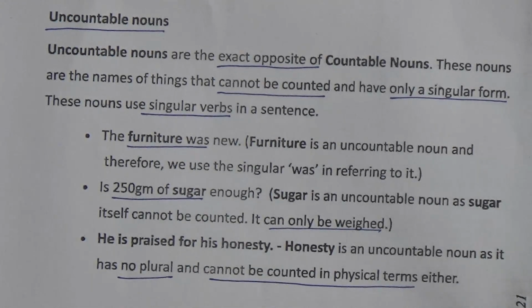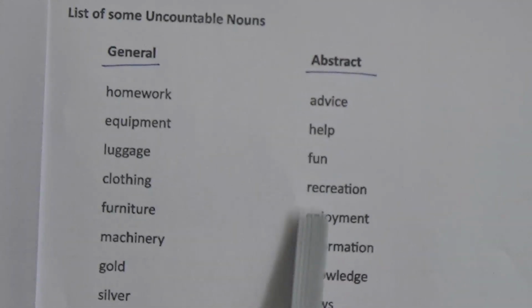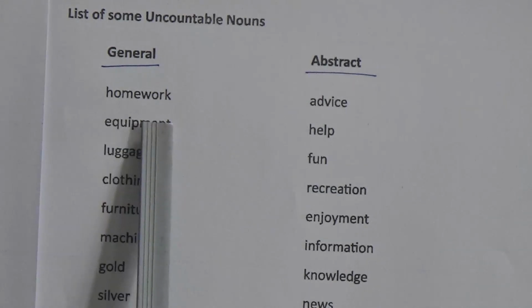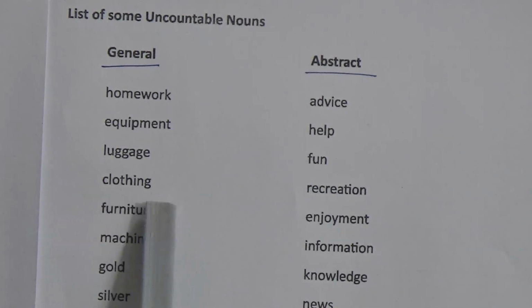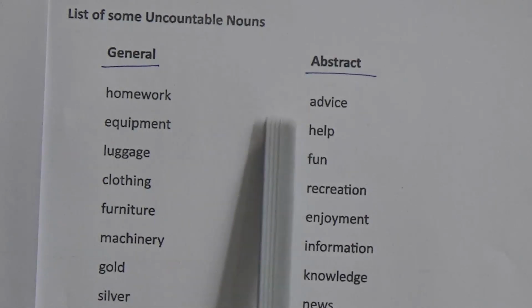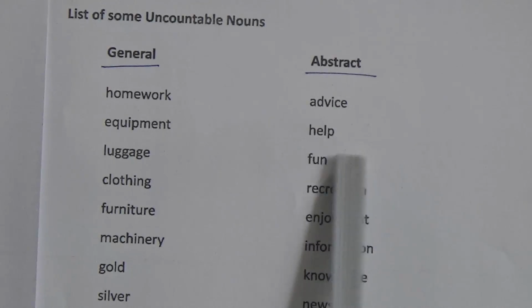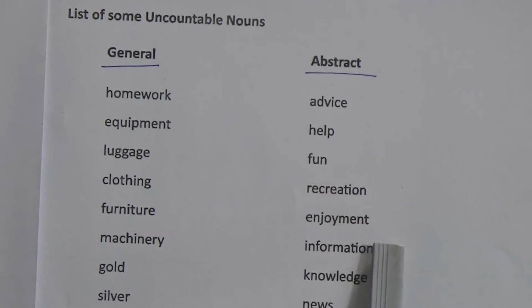See the next page, we have a list of general uncountable nouns and words that are abstract nouns. Homework, equipment, luggage, clothing, furniture, machinery, gold, silver, cotton, glass, jewelry. These are general uncountable nouns. And look at the abstract list: advice, help, fun, recreation, enjoyment, information, knowledge, news, patience, happiness, progress. All these are abstract nouns. They are abstract ideas and they are not countable.